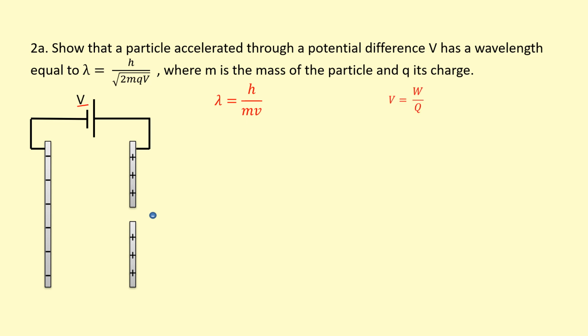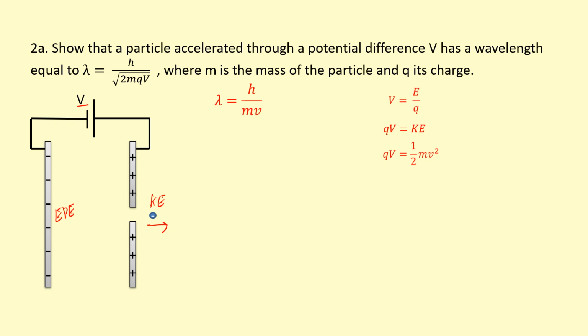Potential difference is work done per unit charge, which just means energy per unit charge. I'm going to use lowercase q, but you can also use e if you're using an electron. Okay, so I'm going to rearrange this to make energy the subject. So the electric potential energy turns into kinetic energy. So instead of using electric potential energy, I can just use kinetic energy because it's gaining speed. So I'm going to use half mv squared there.